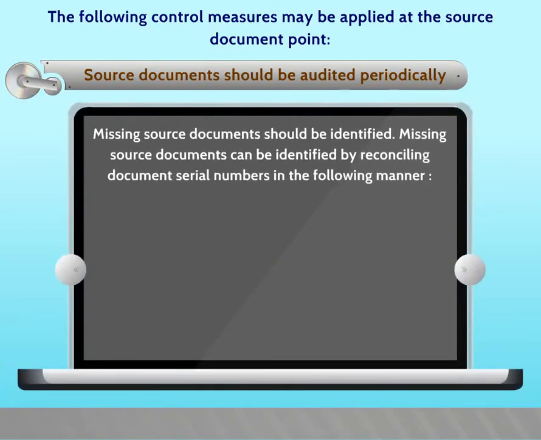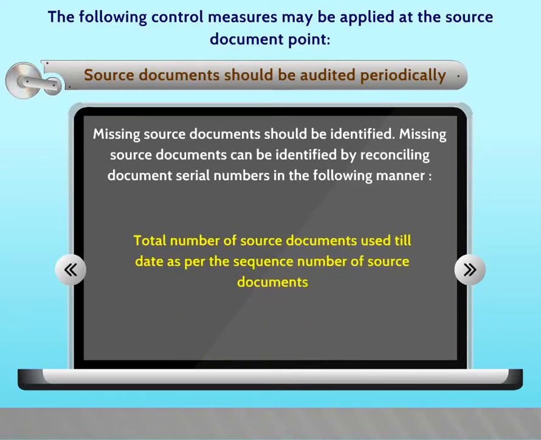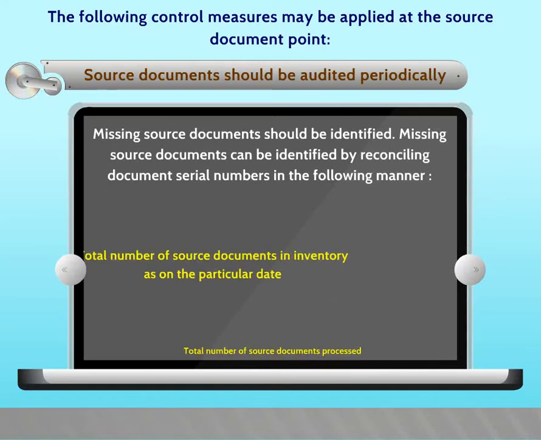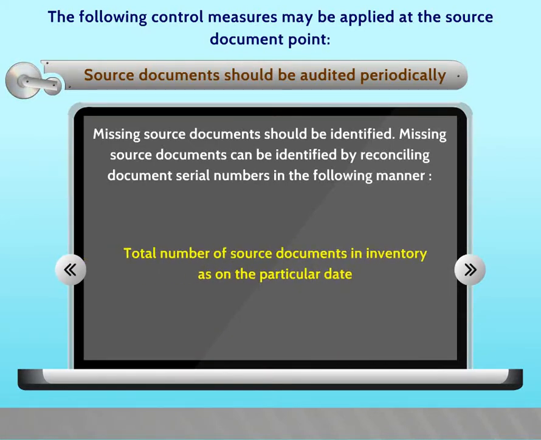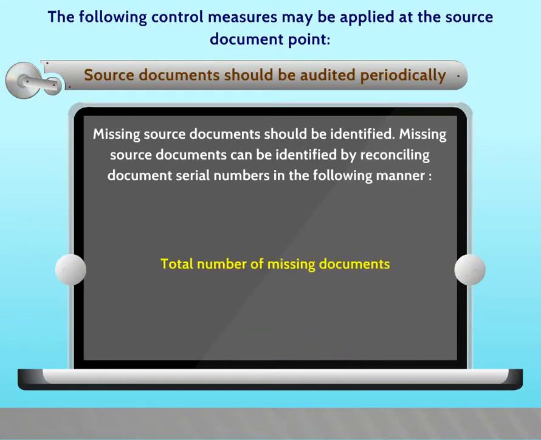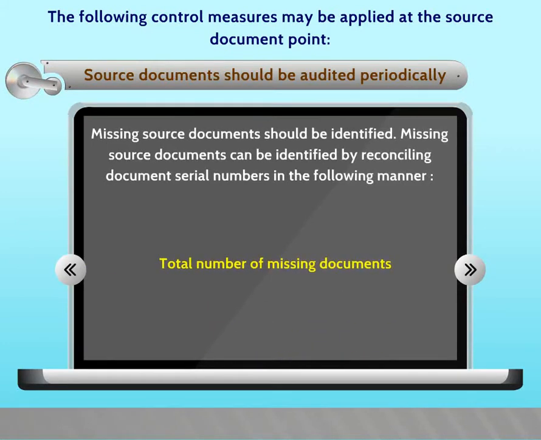Missing source documents should be identified. Missing source documents can be identified by reconciling document serial numbers in the following manner. Total number of source documents used till date as per the sequence number of source documents. Total number of source documents processed till date. Total number of source documents in inventory as on the particular date. Total number of source documents voided due to errors till date. Total number of missing documents.